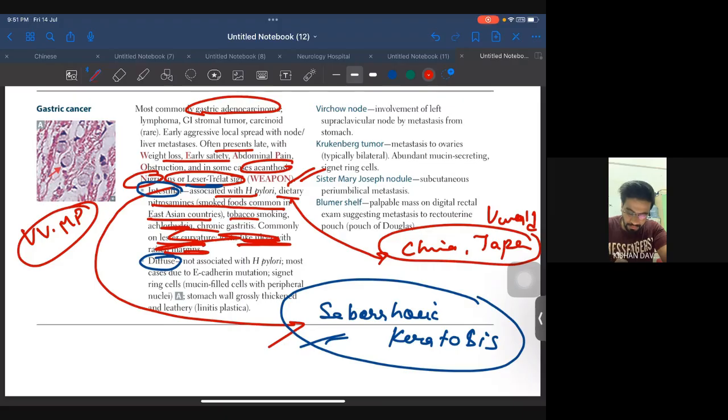Coming to diffuse, not associated with H. pylori. Okay, E-cadherin mutation is important. Signet ring cells is important. Okay, signet ring cells. This is what the signet ring cell looks like. Signet ring cells is seen in what other condition? Can anyone tell me? I need two conditions.